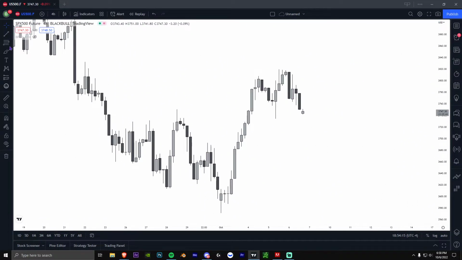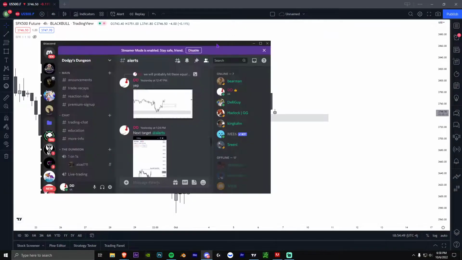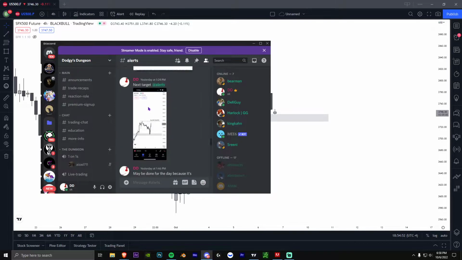Right here, we have a fair value gap bounce, okay? And we got up to about there, and I was like, well, we bounced off this fair value gap, next target's up there. But let me see if I can find where I said this in my Discord. I might load it in my other channel. And this was yesterday. Let's see where I said it. Okay, so at 1:24 p.m., right here I said next target, buy side liquidity.